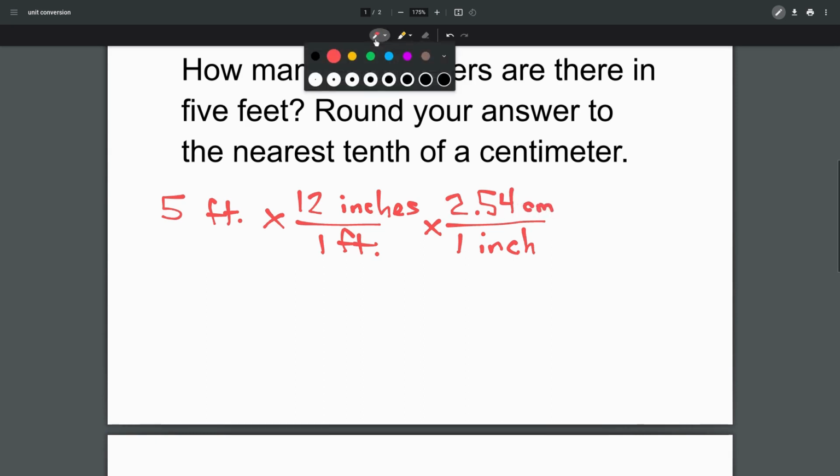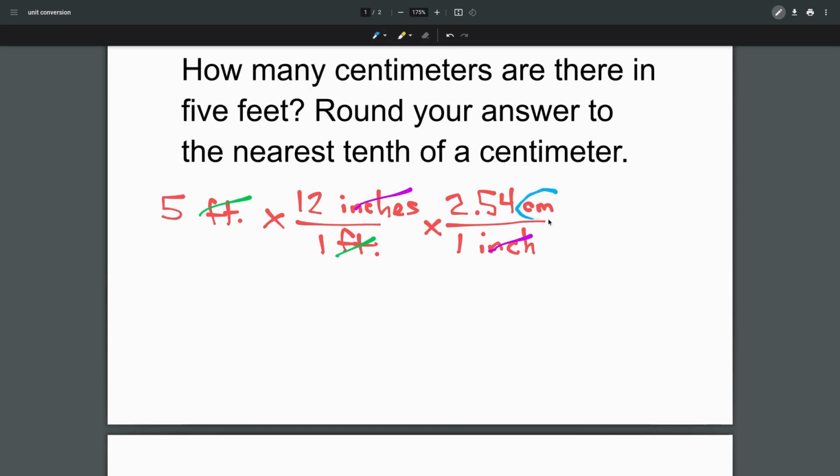All right, so when we go through this, some of the units are going to cancel out. The feet are going to cancel out here. The inches are going to cancel out here. And we're going to be left with centimeters. Okay, so what does this equal? Well, we only have 1s on the bottom, so whatever we multiply across will be our number. So I'm taking my handy phone calculator, doing 5 times 12 times 2.54, and I get 152.4. No need to round. So 152.4 centimeters. We're already to the nearest tenth of a centimeter.